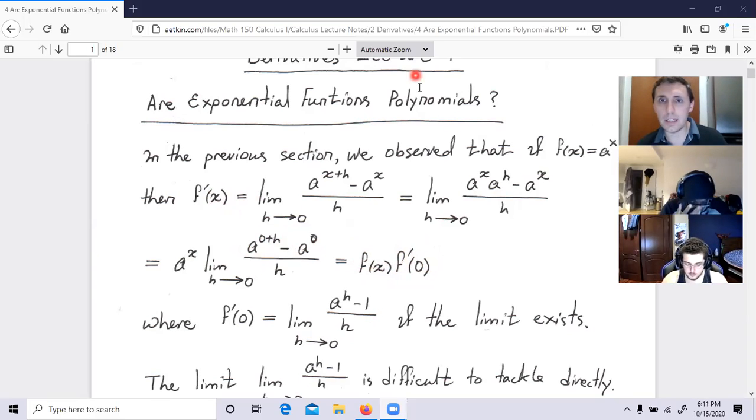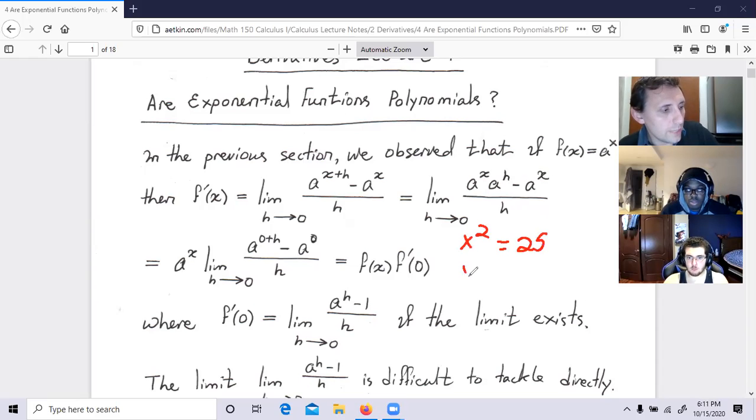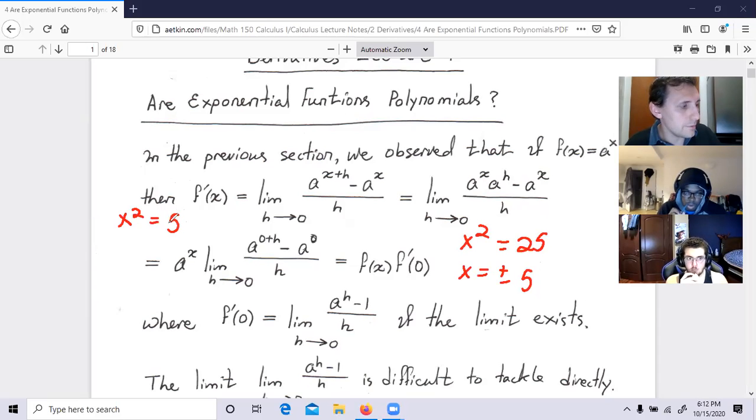Make sense? And if you were attentive in your previous classes, you might have noticed that you solve equations like x squared equal to 25. And then you gave the solution x equal to plus or minus 5, right? And 5 seems like a definite number. It seems a rather concrete solution. On the other hand, you had equations like x squared equal to 5. And then you gave solutions which are plus or minus root of 5.